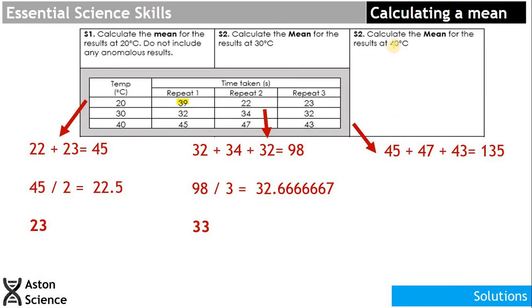The final question asks us to calculate the mean for the results at 40 degrees. It's not asked to not include any anomalous results. So we're adding 45, 47 and 43, which gives an answer of 135. Because we've been working with 3 numbers, we divide by 3, which gives us an answer of 45. So that's the 2 significant figures.